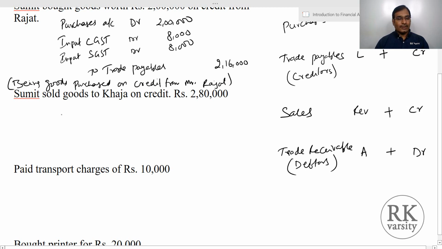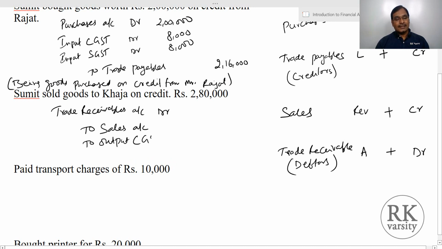So now what is it that we have to write? Here is our journal entry: Trade receivables account debtor, to sales account, then to output CGST account and to output SGST account. So what is the sales amount?